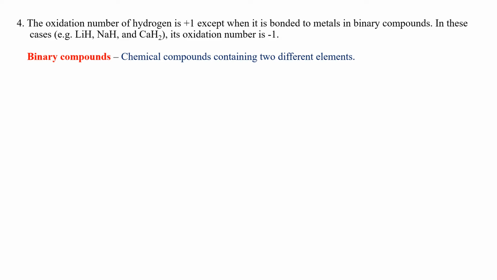Let's talk about rule number 4. The oxidation number of hydrogen is +1 for the most common case. However, it differs in binary compounds, meaning chemical compounds containing two different elements. For example, lithium hydride, sodium hydride, calcium hydride. They are binary compounds. Hydrogen's usual oxidation number is +1, but in binary compounds with metals, hydrogen's oxidation number is -1 because the metals take the positive charge, then hydrogen becomes -1. In all other places, hydrogen is +1.